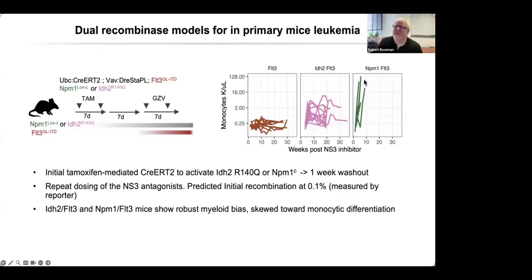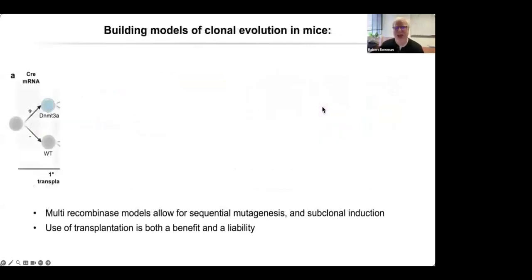And the difference here compared to other models is we're doing this in a transplant-free setting. And we're initiating FLT3 mutation burden at 0.1%. A very, very small percentage of cells are actually mutated, but they're able to grow out and give rise to disease. Right? As we build this catalog of different inducible alleles, I just wanted to highlight different ways we can use them to look at clonal evolution in mice.